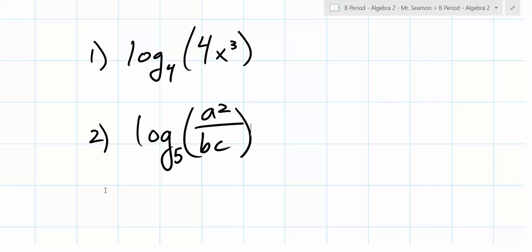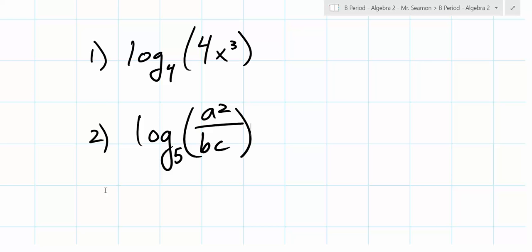How many of these things do you have? 5, thank you. How many of those things do you have? 2 of them. So you have 2 log base 5 of a minus log base 5 of b minus log base 5 of c. That's minus and minus. I've distributed the negative. Okay.